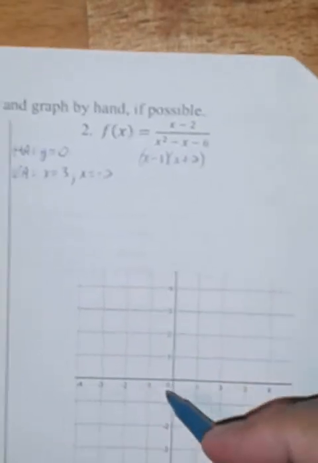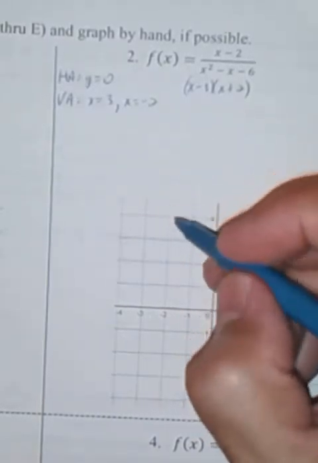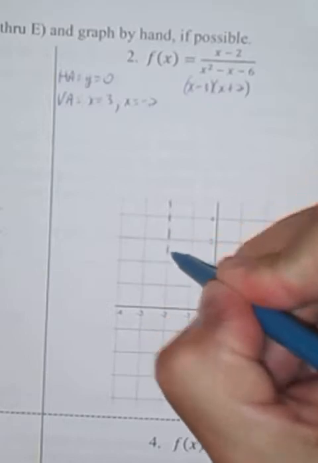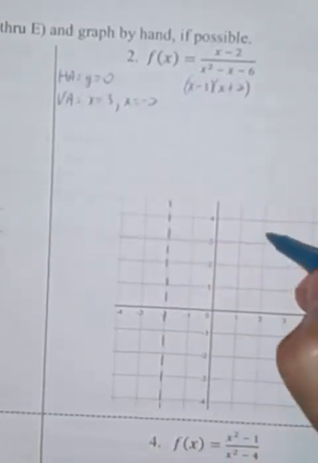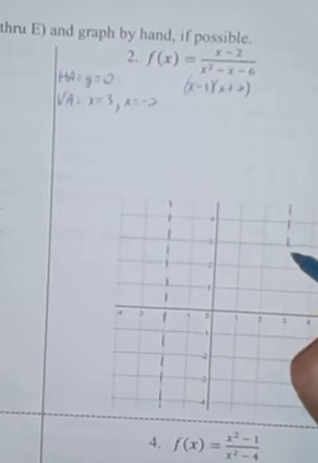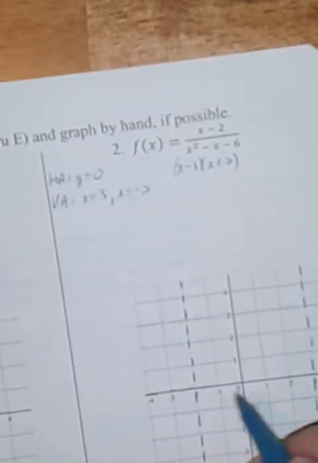Okay, so I'm going to plot those. I'm going to go ahead and plot the horizontal and vertical asymptotes. So vertical asymptotes are at x equals 3 and negative 2. Then we'll see what happens around those asymptotes. And y equals 0 is a horizontal asymptote.